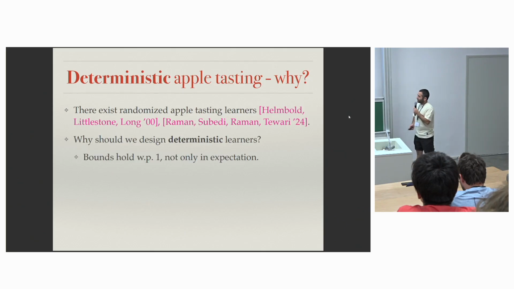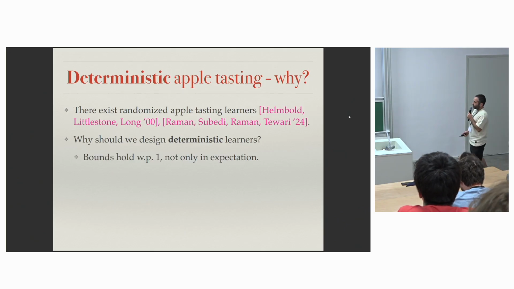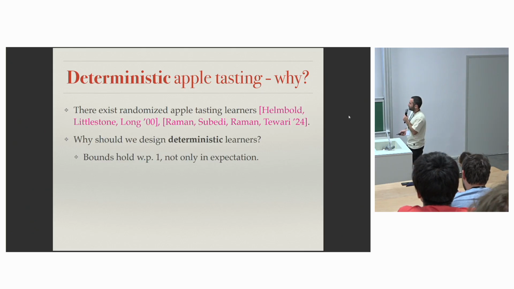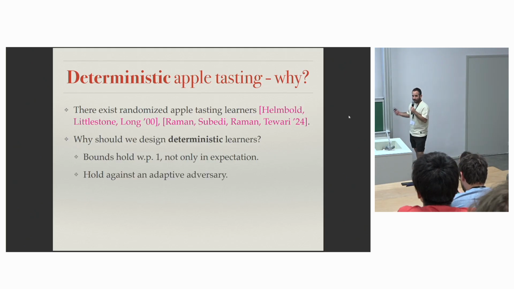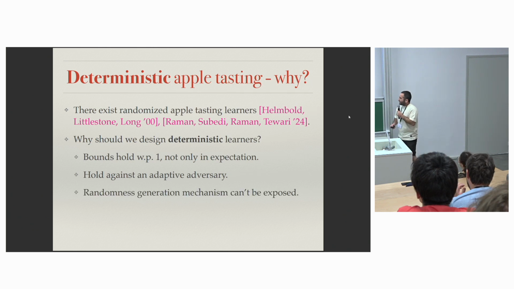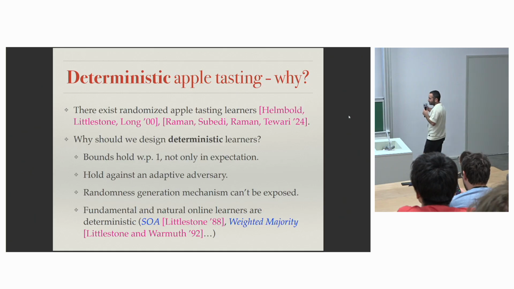Actually there are many reasons. First of all, deterministic bounds hold with probability 1. We have complete certainty. It's not just in expectation. They hold against an adaptive adversary, because there's no point in being adaptive when the learner is deterministic. There's nothing to adapt to. And we don't have to worry that our randomness generation mechanism might get exposed, just because we don't have such a mechanism. And at least in my opinion, maybe most importantly, deterministic learners are usually fundamental and natural, in the sense that they use some core structure of the problem. Famous examples are SOA and weighted majority.